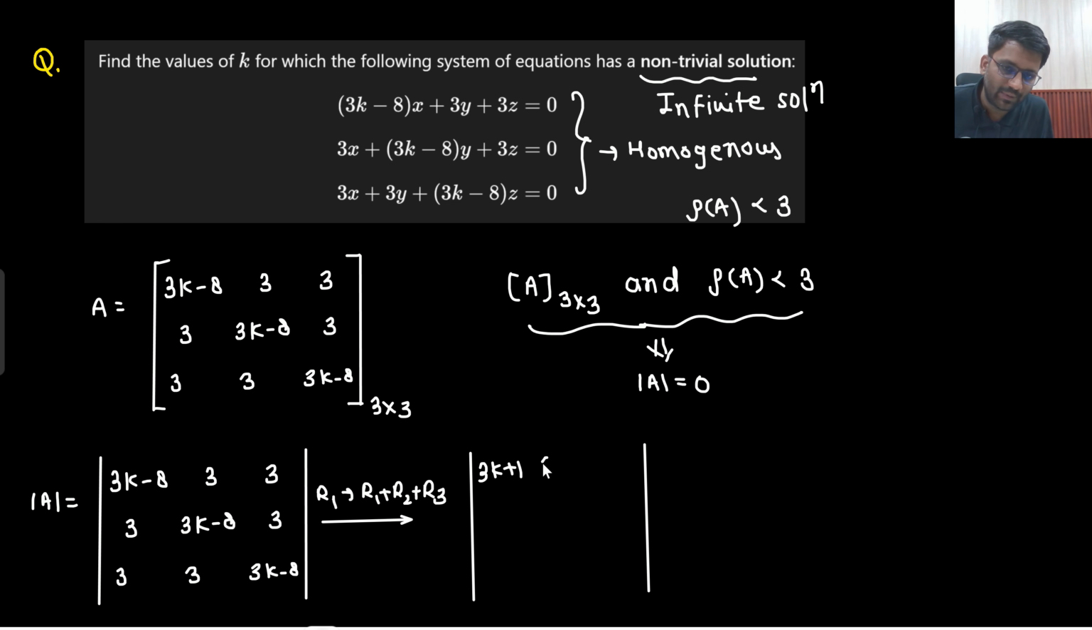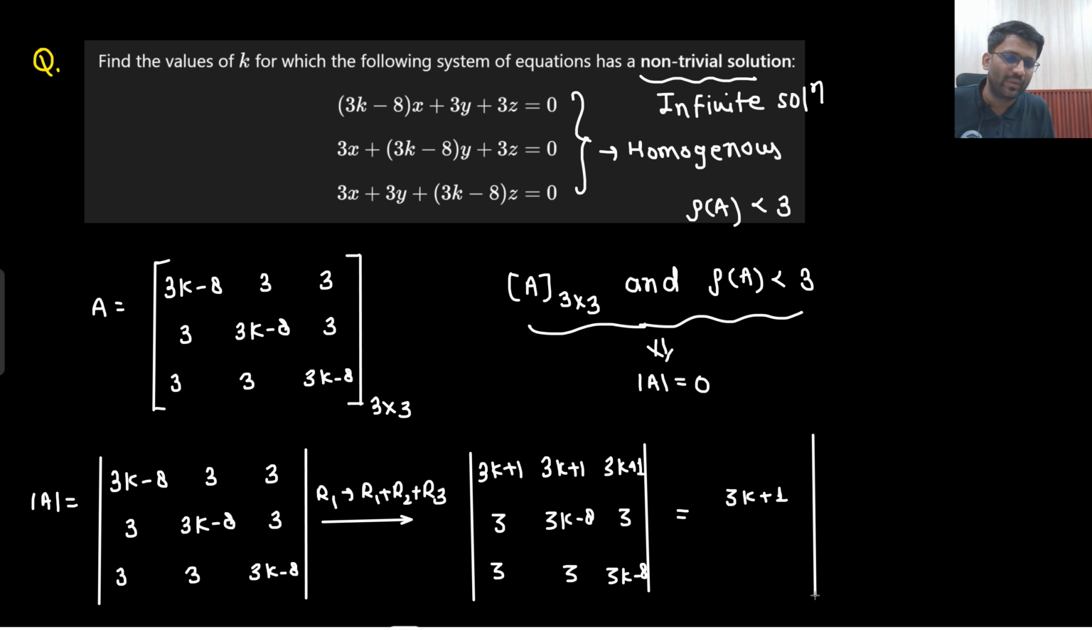So 3k plus 1 I will be getting here, here also, and here also. And then 3 is there, 3k minus 8 is there, and 3 is there. And then 3 is there, 3 is there, 3k minus 8 is there. So now how can I write it down? 3k plus 1 I can take common, because when we solve the determinant, the common is taken from any of the rows or from any of the columns. So 3k plus 1 I have taken common.